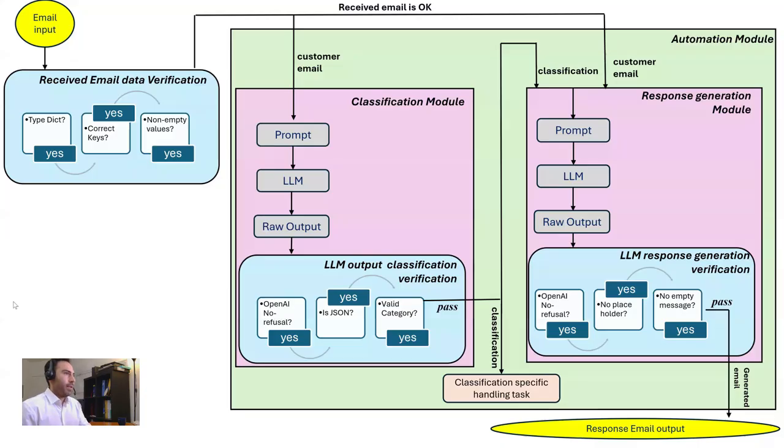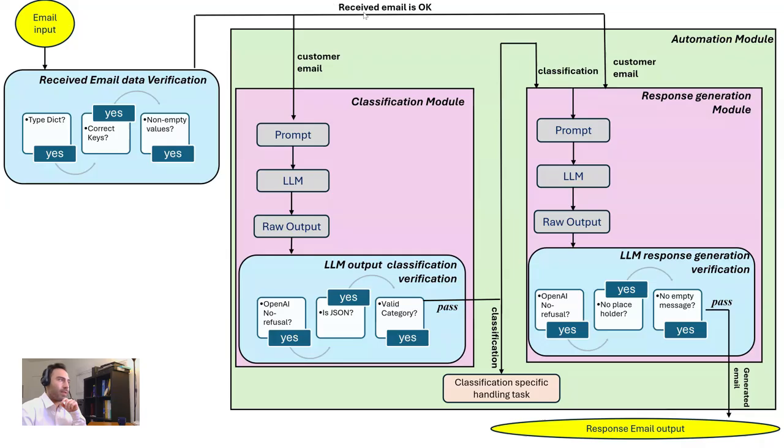And lastly, we're going to combine all the modules and all the steps and all the checks, as you can see on the chart. From the top left, we get the input email. We verify the format of the email: the type is a dictionary, with correct keys and non-empty values. If all of this passes, we pass this customer email to the classification module. Then we create the prompt for the LLM and get the raw output. We check the raw output here, and if the raw output format is correct, we return the output.